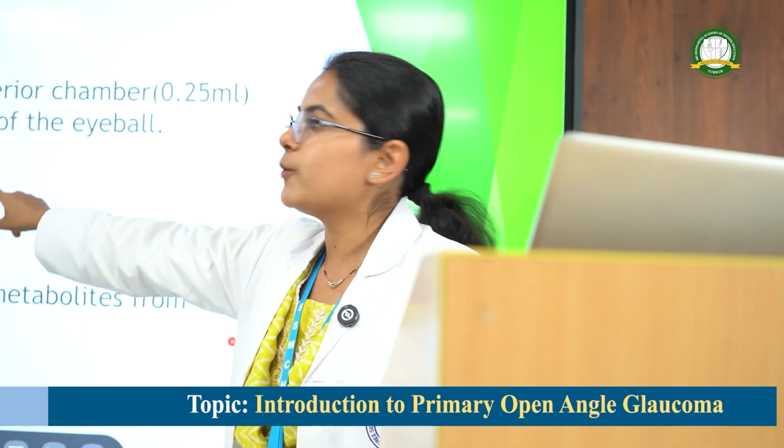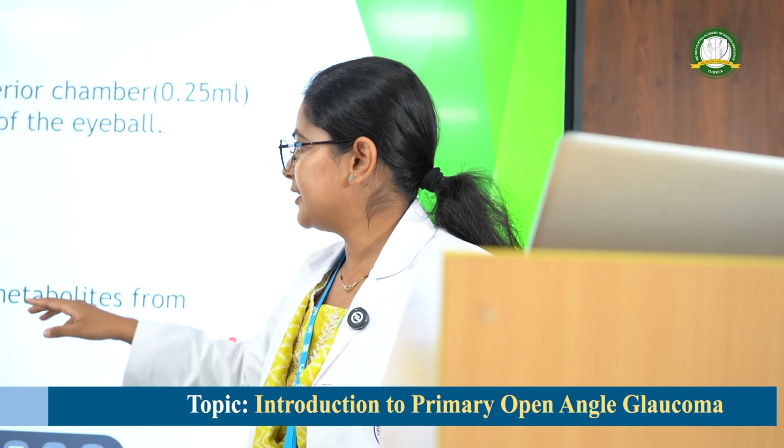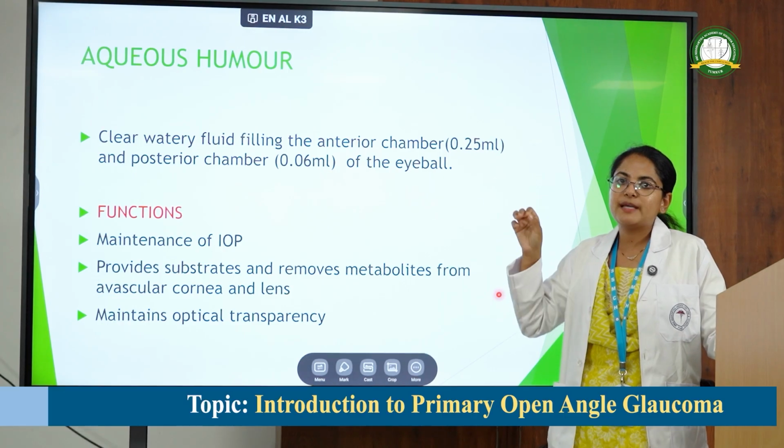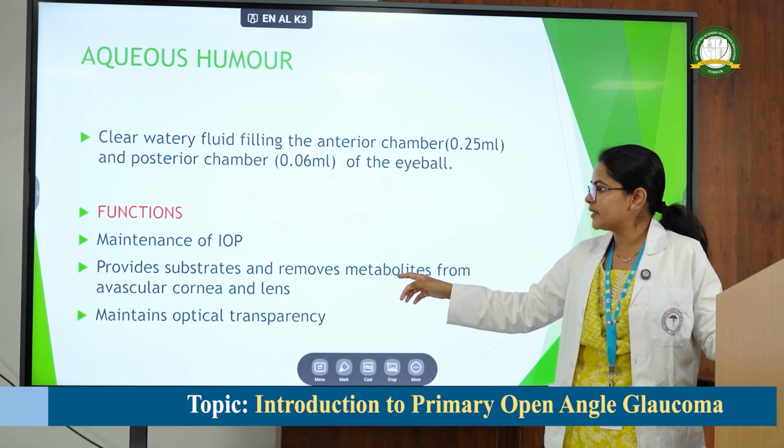It is formed in the posterior chamber. Then through the pupil, it comes to the anterior chamber. By what? What is secreting aqueous here? Non-pigment ciliary epithelium of ciliary body. Now functions of aqueous humor.